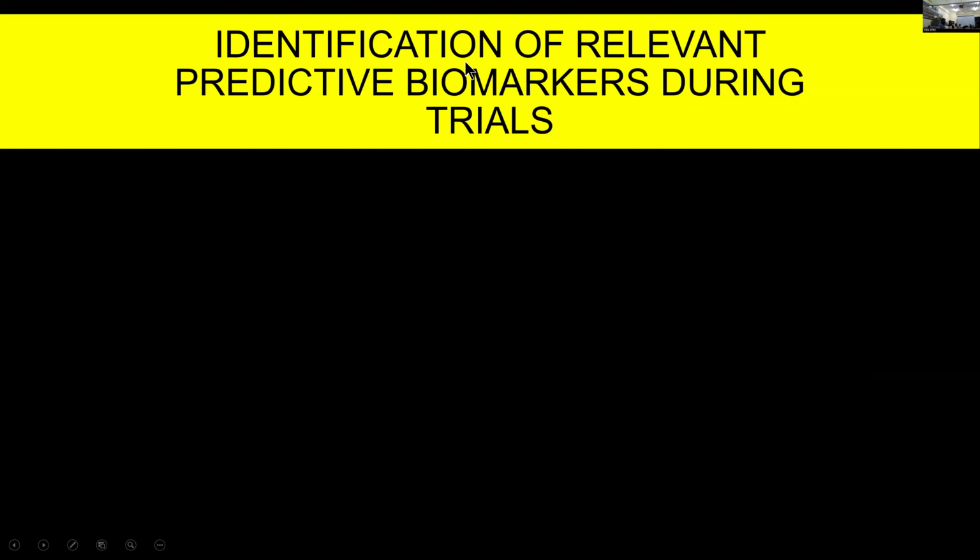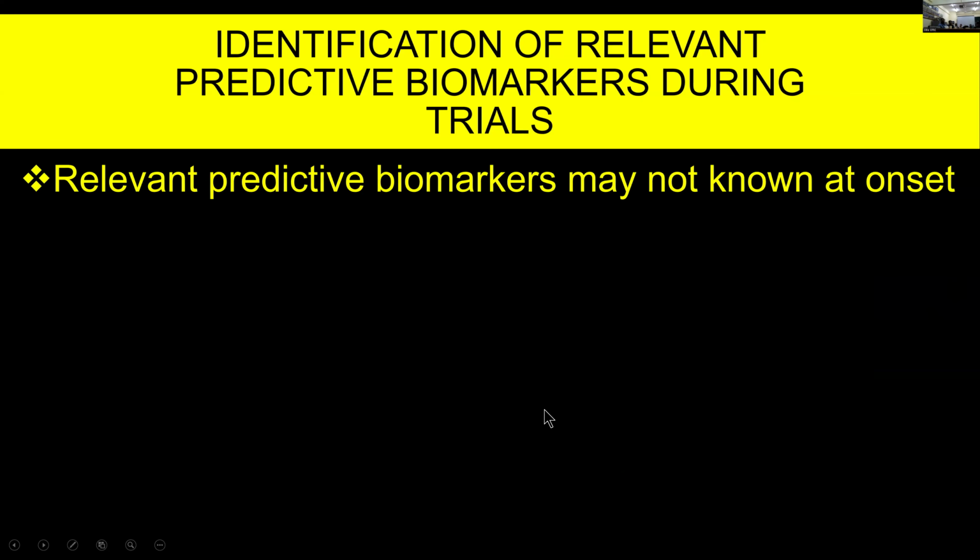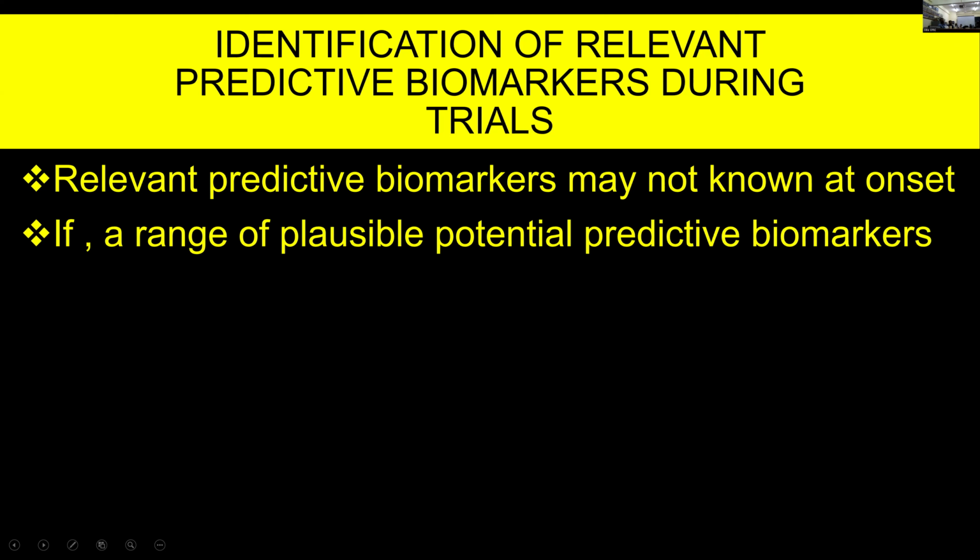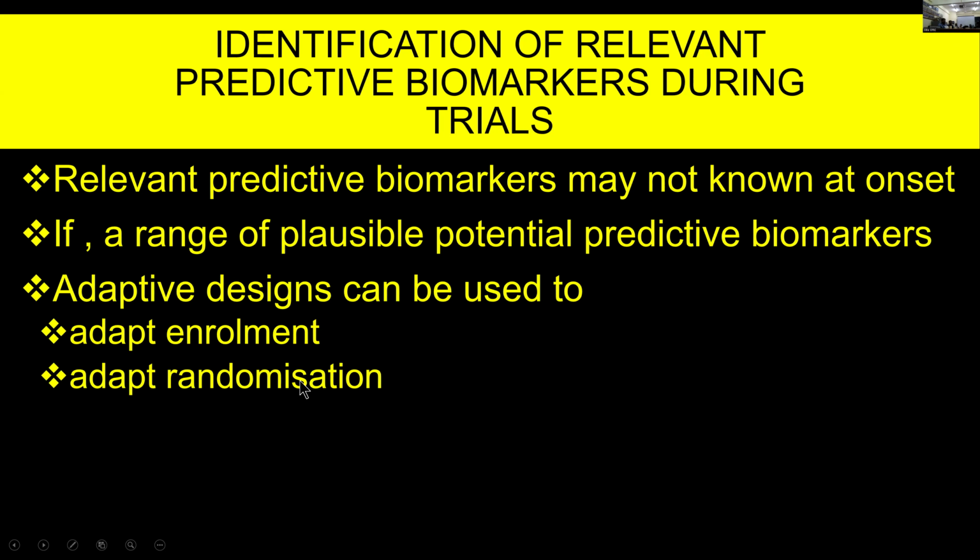The next thing I want to talk about is identification of relevant biomarkers during trials. So we may not know that this biomarker is very good before the trial. When the trial starts, we may suddenly identify a new biomarker. So if a range of possible biomarkers are present, we can adapt the design. One is to adapt enrollment. We may decide to exclude somebody. We may decide to include somebody halfway through because this biomarker is good for us.